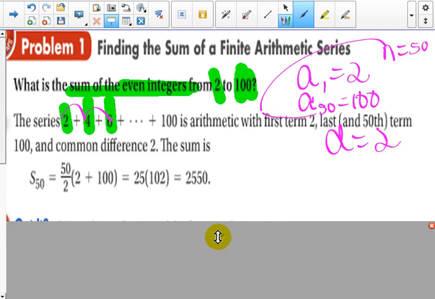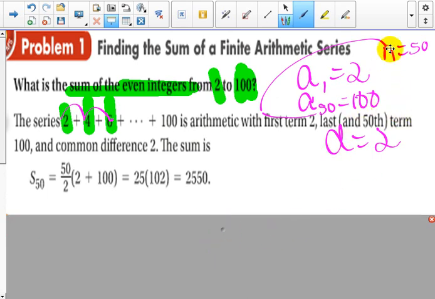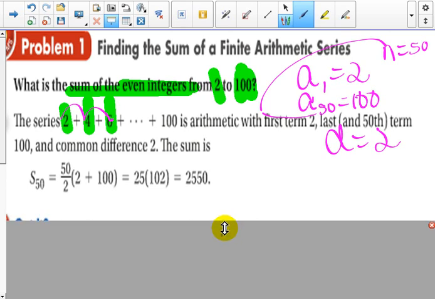So S sub n, which is S sub 50, is n divided by 2, which is 50 divided by 2, times your first term plus your last term, 2 plus 100. So we know 2 plus 100 is 102. 50 divided by 2 is 25. So we have 25 times 102, which is equal to 2,550. So that's how you determine what the sum of that sequence is of all the even numbers from 2 to 100. And that's all there is to it.